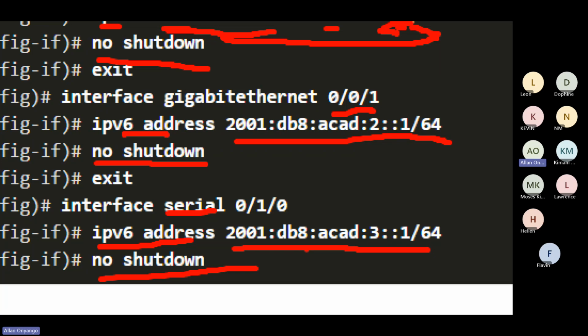Okay. What if the address doesn't have a double colon? Yes, you'll just see a one at the end there, and that will tell you this.